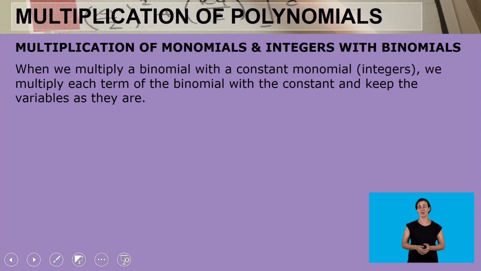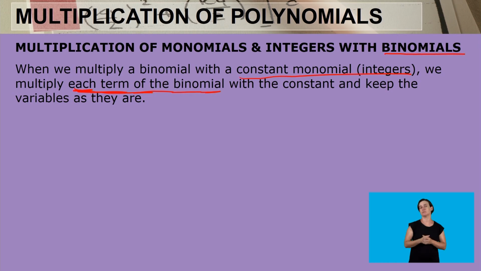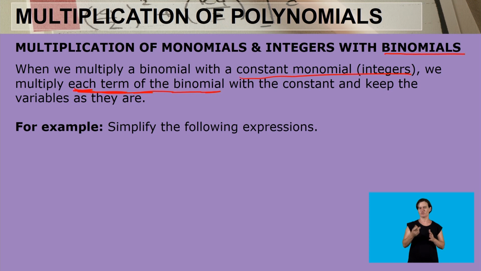Let's look now at multiplying monomials and integers with binomials. So firstly, we're going to start with that constant monomial, which is the integers. Again, we are going to just multiply each term of the binomial. That is very important. Each term of the binomial has to multiply with that constant monomial. And then we're going to keep the variables as they are. Let's look at this first example.